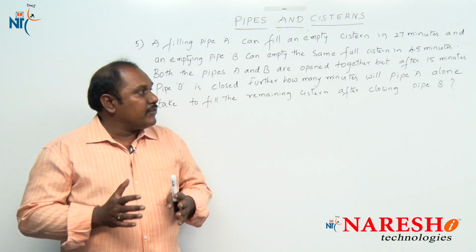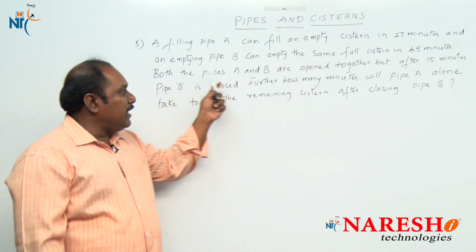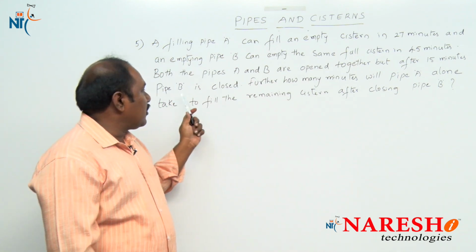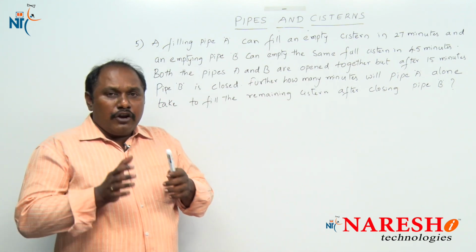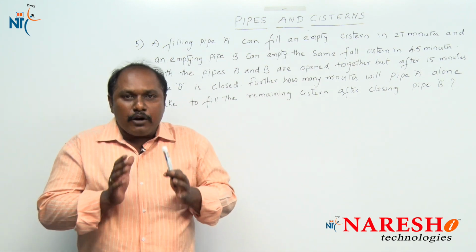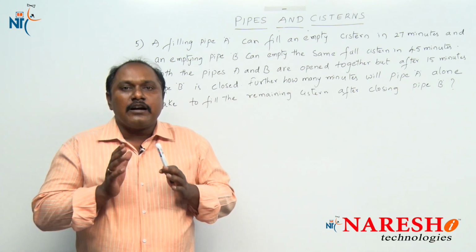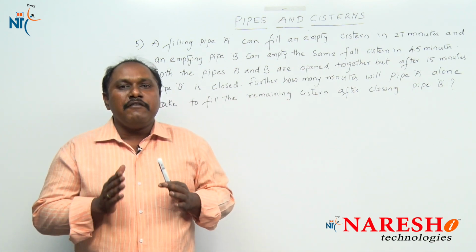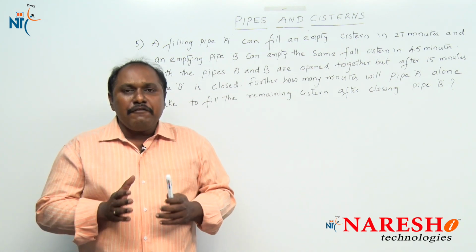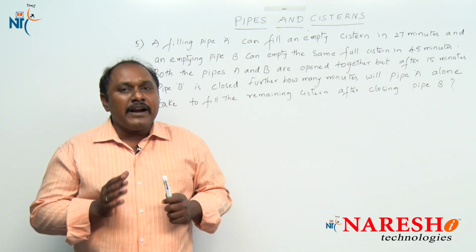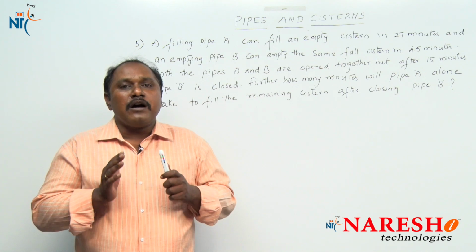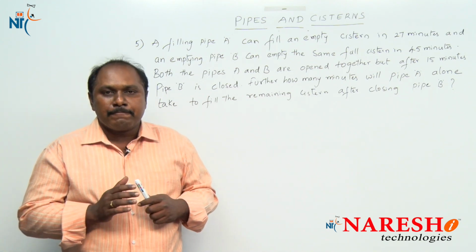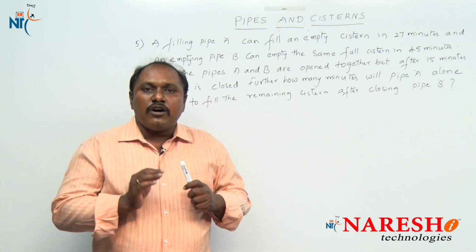Now the problem is, both the pipes A and B are opened together, but after 15 minutes you are closing pipe B. If you analyze this problem correctly, we will come to know that the emptying pipe B is opened only for 15 minutes. So from this information I can find out how much part of the cistern is emptied by pipe B. Now let us solve the problem.